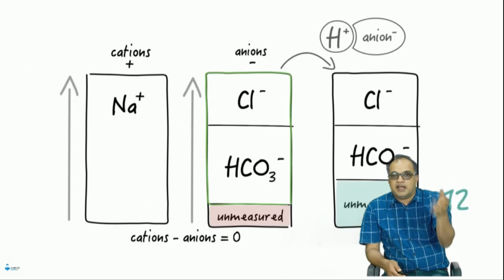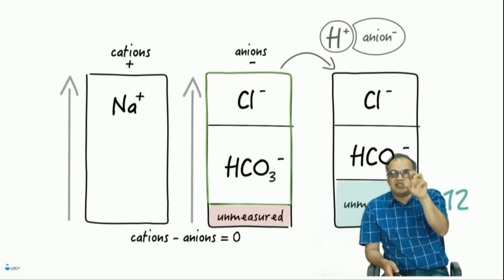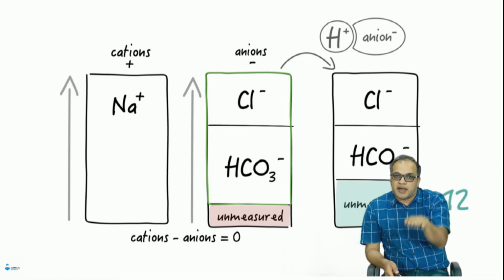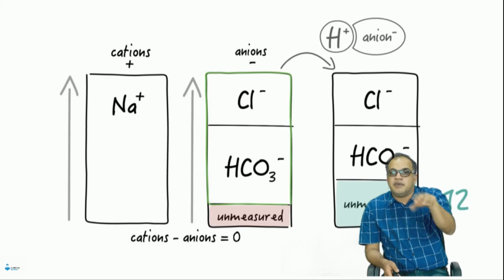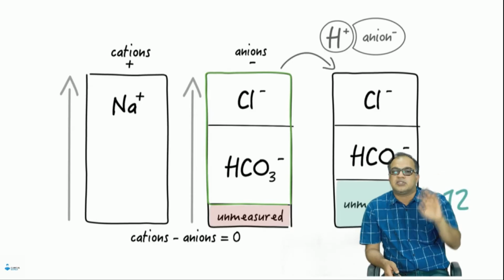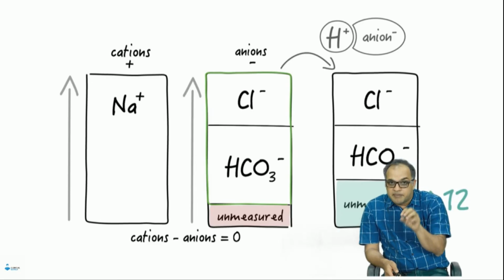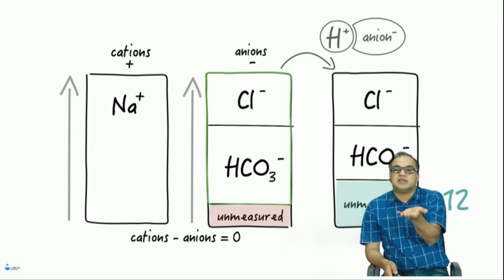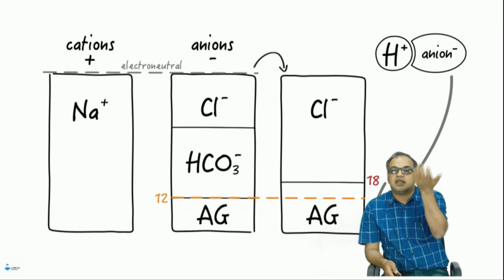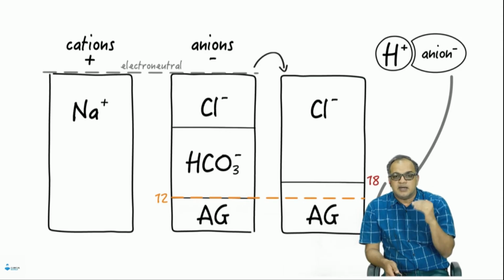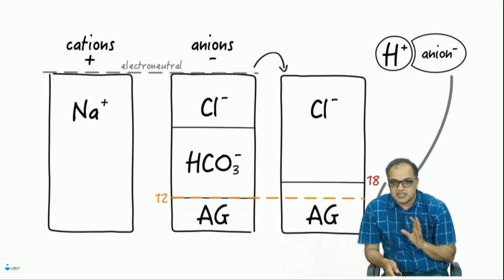Again, if an extrinsic acid is added to this mixture, what will happen? The acid will break into H plus and anion. The H plus will be taken by bicarbonate, so bicarbonate will become less. It will be exhausted. H plus plus HCO3, H2CO3, and the anion will go to the unmeasured anion pool, and it will increase to more than 12. It will become something like 18, right? So this kind of acidosis, where an extrinsic acid is added, is increased anion gap acidosis.